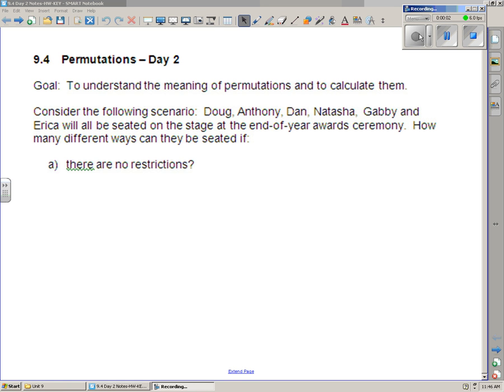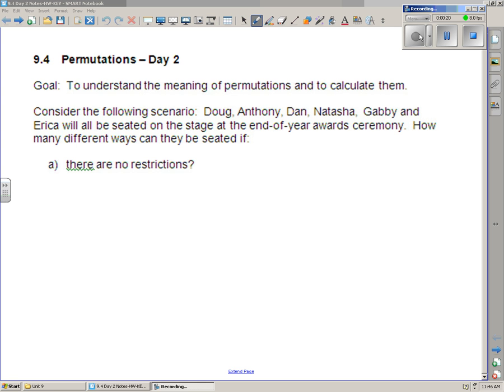Alrighty, so today's lesson, we're just going to continue with yesterday's permutations. So consider the following scenario. Doug, Anthony, Dan, Natasha, Gabby, and Erica will all be seated at the stage at the end of a year awards ceremony. How many different ways can they be seated if?